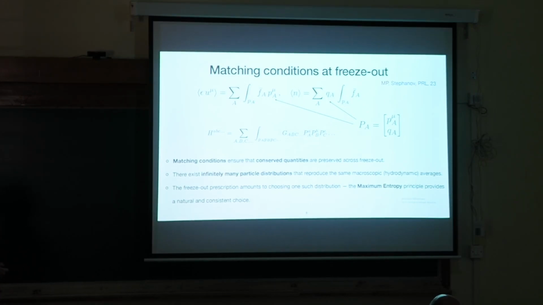But what I want to emphasize here is that there are a finite number of equations because there are a finite number of conserved densities, but there are infinitely many unknown variables because these distribution functions are functions of phase space. So there are infinitely many solutions for this kind of problem. What the freeze-out prescription does is to choose one such distribution, hopefully the most probable one, and the maximum entropy principle provides a natural and consistent choice. Here small p mu and q are just the momentum and the number.